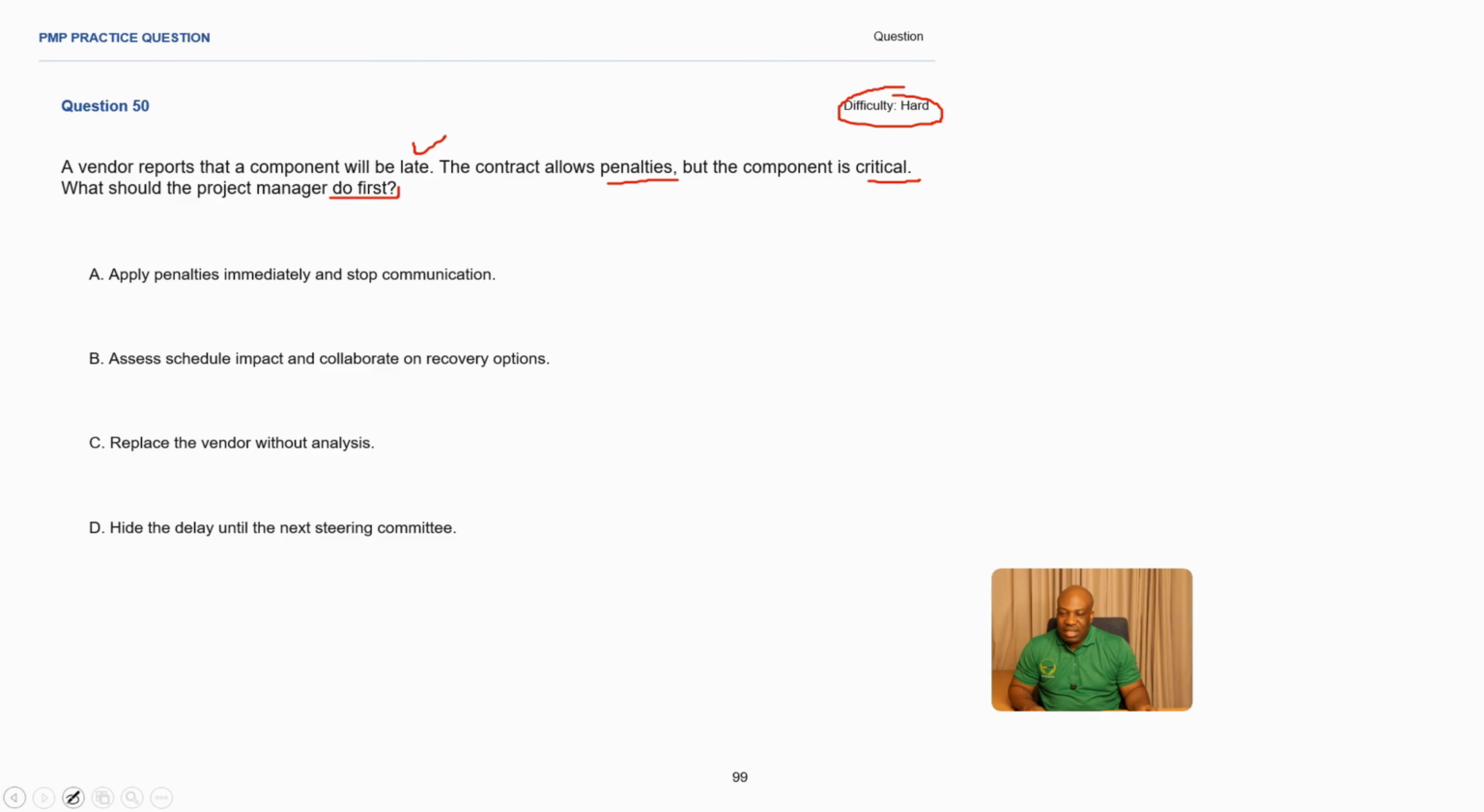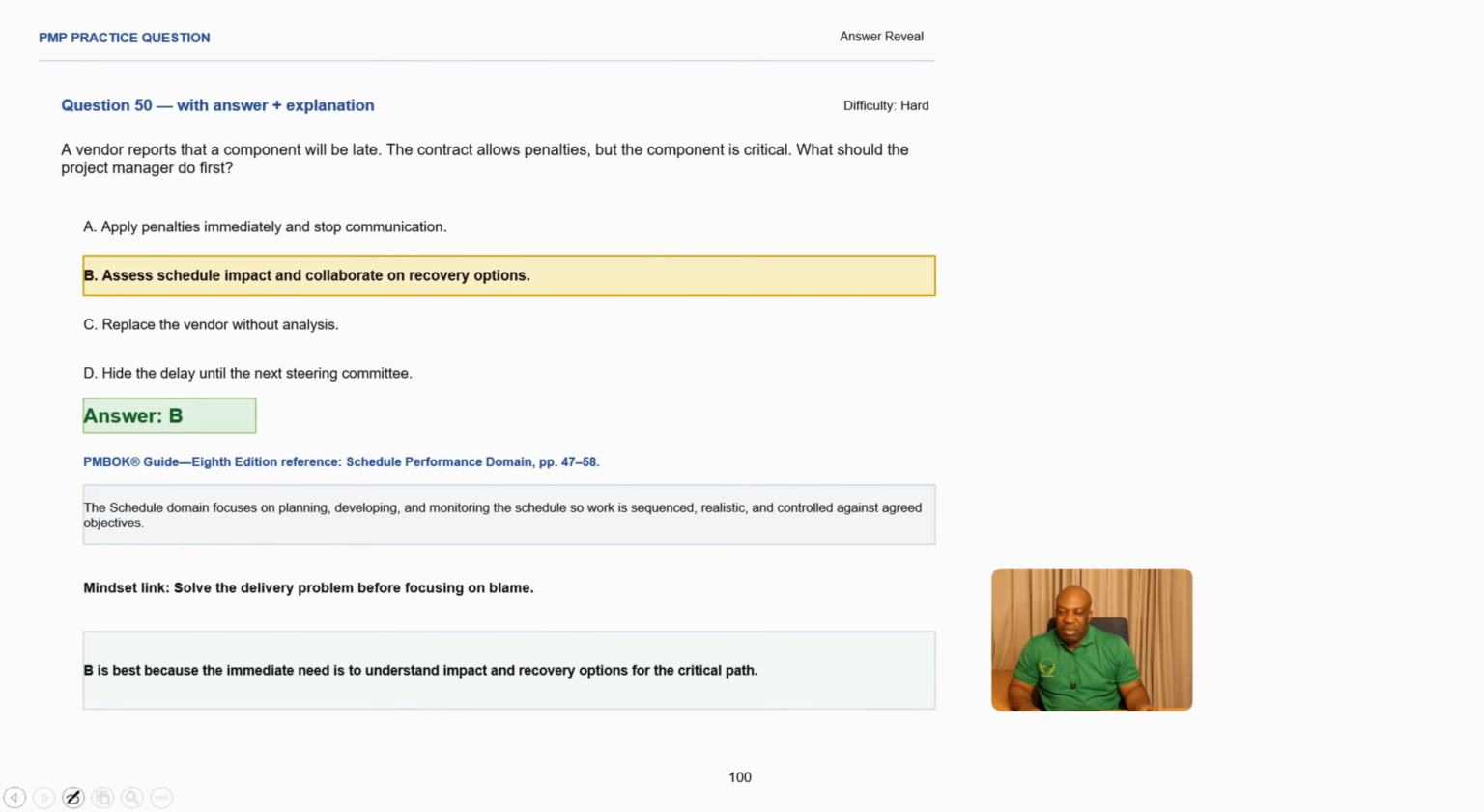A, apply penalties immediately and stop communication. Don't be too harsh like this in a project. The first thing is to understand why it's late, so we need to eliminate this answer. B, assess schedule impact and collaborate on recovery options. This one makes sense. I like the words assess and collaborate. Option C, replace the vendor without analysis. You don't just fire people in a project. That's a wrong mindset, so we eliminate this one straight away. D, hide the delay until the next steering committee. This is about ethics. Don't hide anything in a project; make sure everything is transparent. So we eliminate this one, making B the best answer in this scenario.